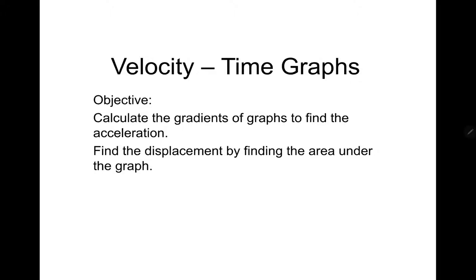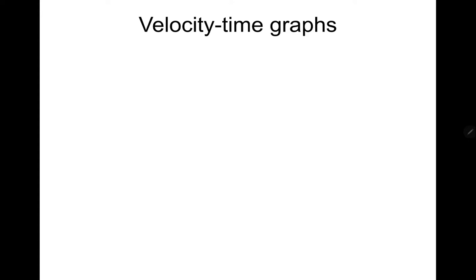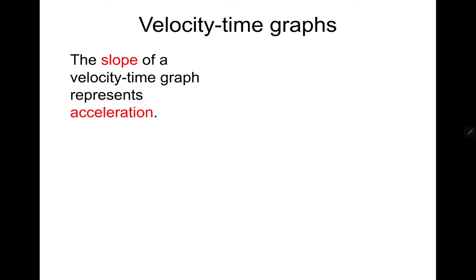Hi there, this is GCSE Physics Forces, and this is Lesson 18, Velocity Time Graphs. So the objectives are to calculate the gradients of graphs to find the acceleration, and to find the displacement by finding the area under the graph. So pretty straightforward. First of all, the slope of a velocity time graph represents the acceleration.